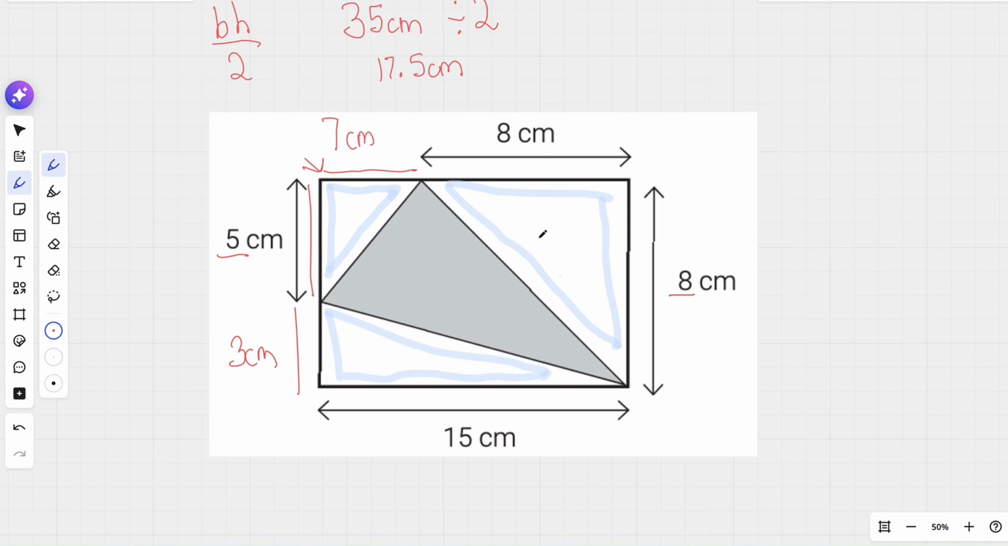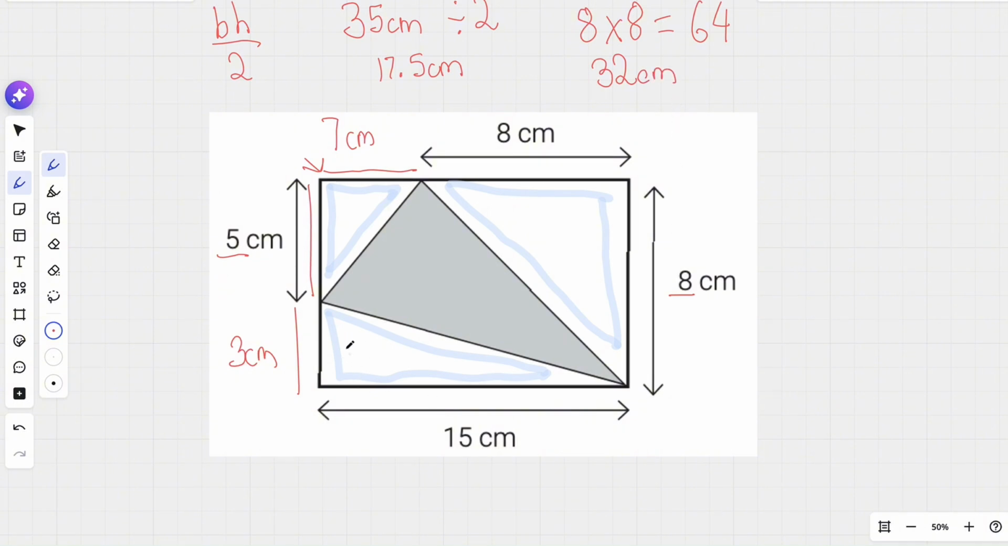Next, we can work out the area of this big one. 8 times 8 centimeters is 64. And then divide that by 2 is 32. So we know the area of the big one is 32 centimeters.